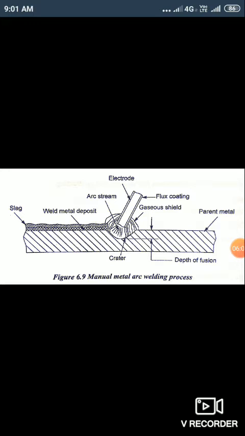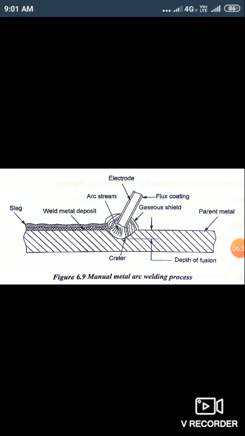Most metal thicknesses can be welded with SMAW or MMAW, manual metal arc welding, which can be used for welding most of the metal thicknesses. All welding positions are possible.